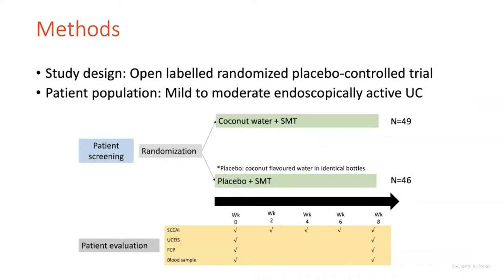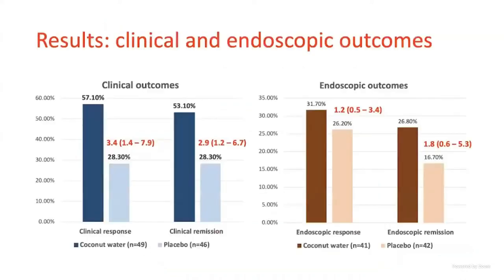The patients were randomized into two groups. The coconut water group received 400 ml of coconut water daily with the standard medical therapy, and the placebo group received 400 ml of water with standard medical therapy. And the patients were evaluated clinically at 2-weekly intervals and with endoscopy and fecal calprotectin at baseline and 8 weeks.